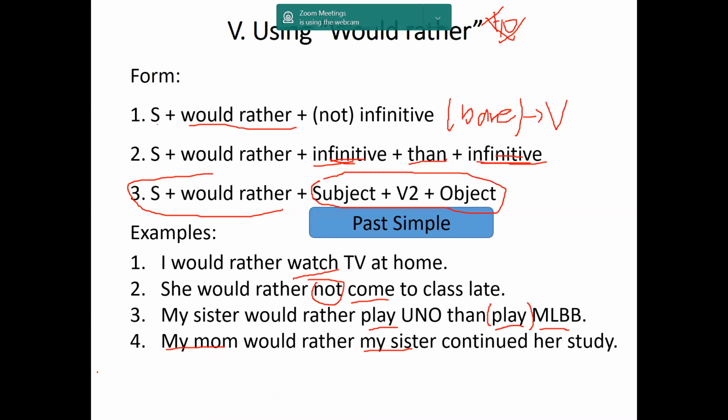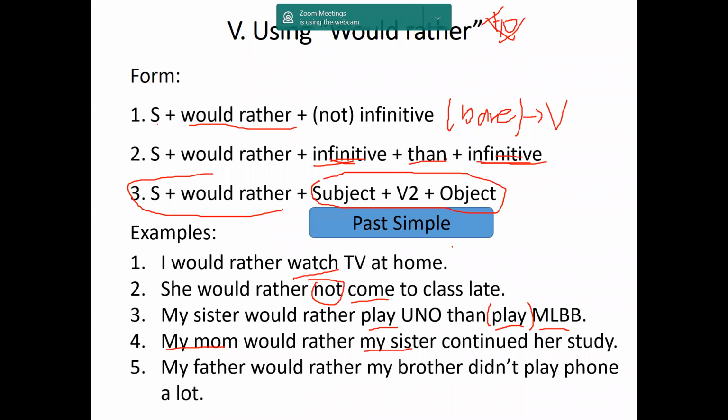And if you want to make this one negative, make sure the past simple goes into negative, right? We need didn't. So here, my father would rather my brother didn't play phone a lot. The sentence means that my brother always plays phone, but the father gives his favorite to my brother, not to play phone. Okay? So my father would rather my brother didn't play phone a lot. So this is the way we express preference.